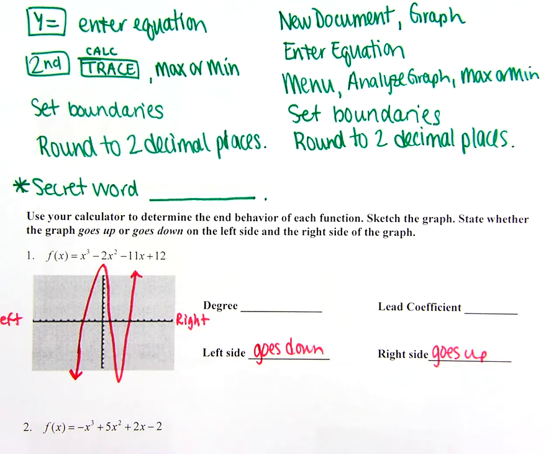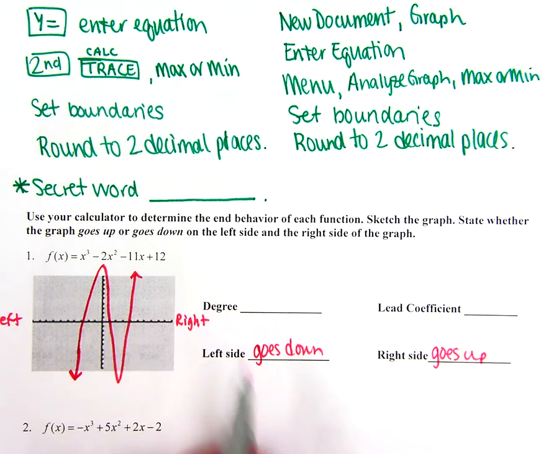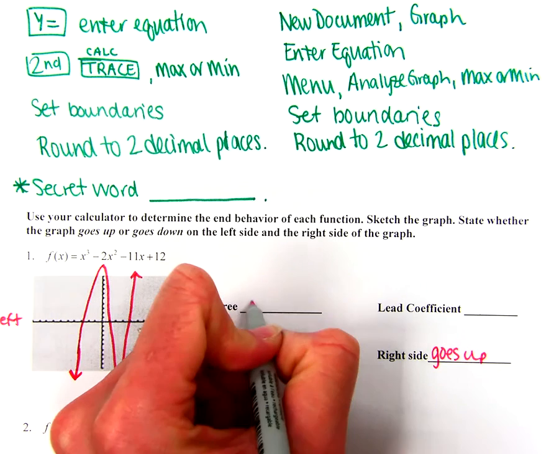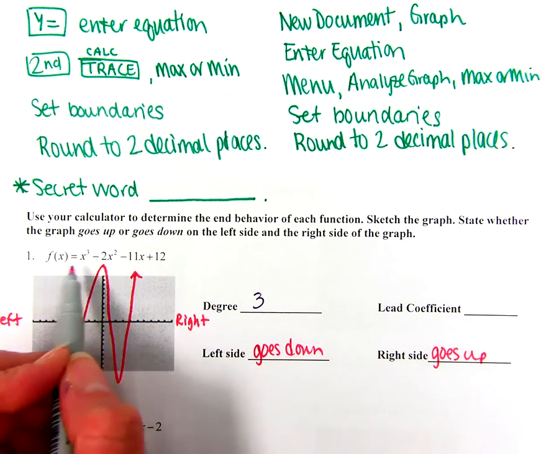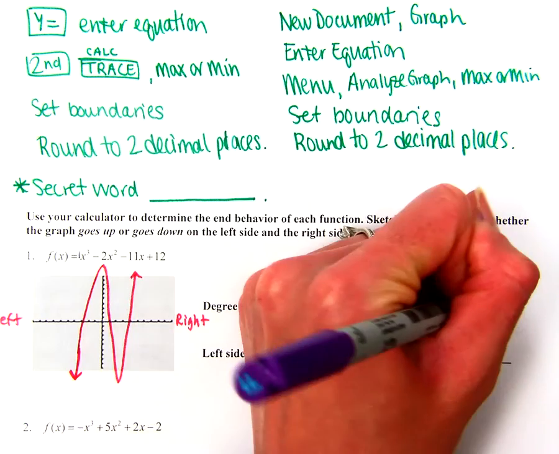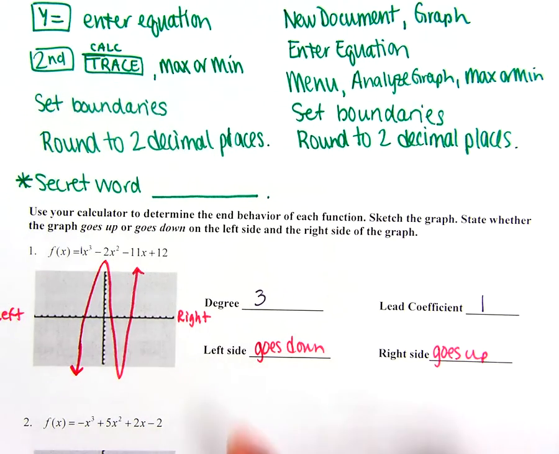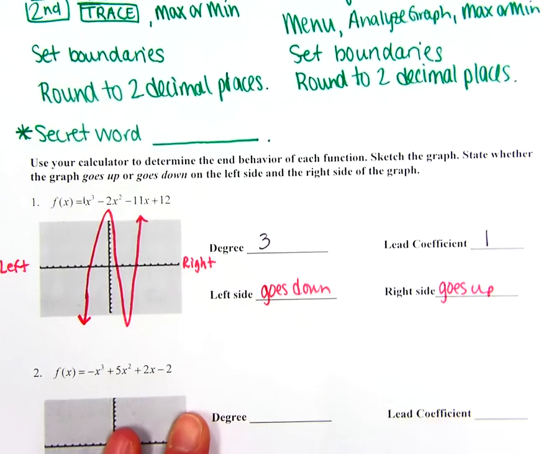All right? But let's go back and analyze, like, why does it go up and go down? Well, if you look at the degree of my function, I'm looking at the highest exponent. We did that, I think, back on day 1. So it's a third degree. Okay? And my lead coefficient is a 1. It's positive. All right, so we're going to come back to this actually after we do problem number 2.